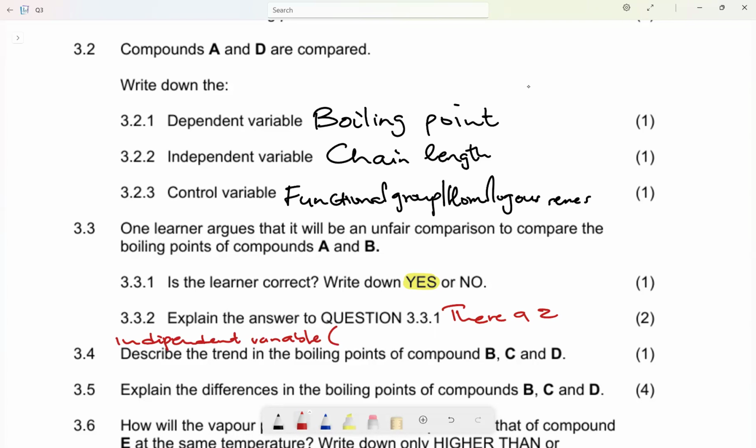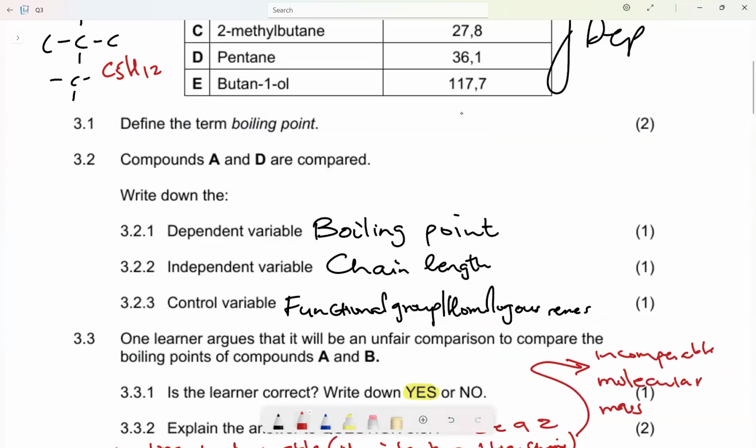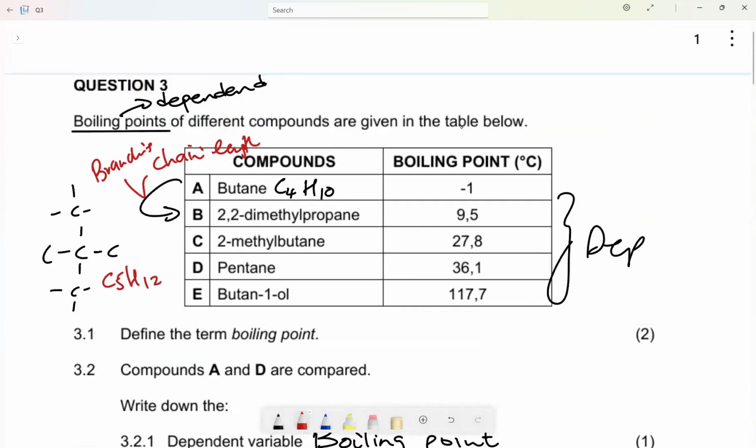Namely what? Namely the chain length and branching. And another thing you can say is that they have incomparable molecular mass, or the size is not the same. They do not have the same size.